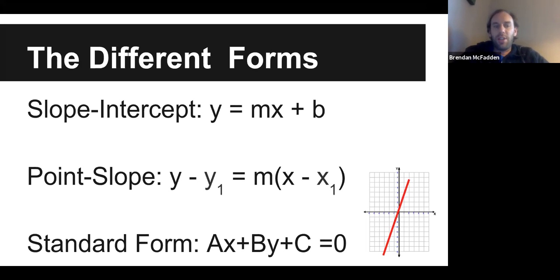And yes, you can guess it. You would need a point and the slope to create the equation. So the point would be x1, y1, and your slope would be m. Then you have standard form, ax plus by plus c equals 0.